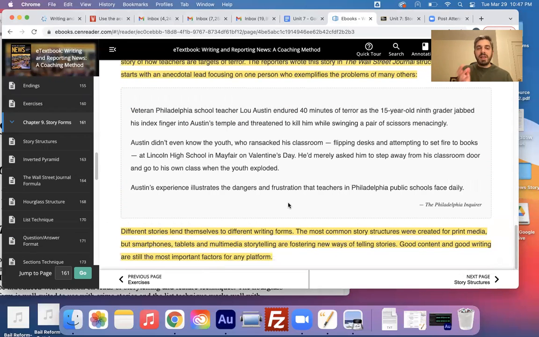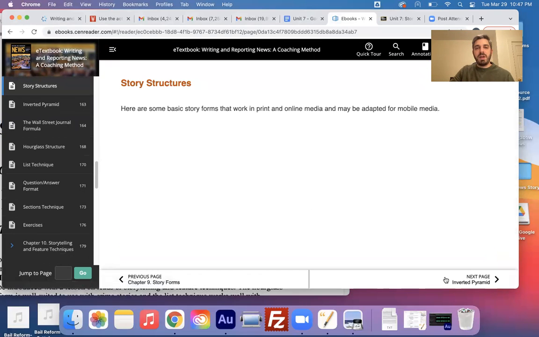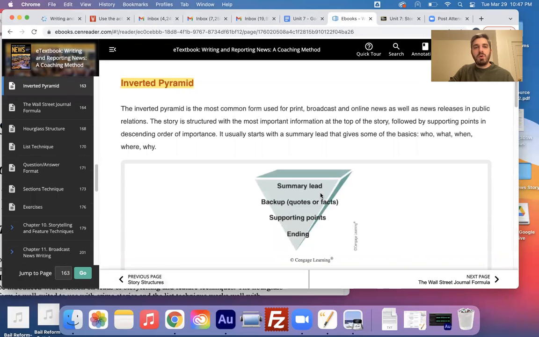Different stories lend themselves to different writing forms. The most common story structures were created for print media, but smartphones and tablets and multimedia are the new ways of telling stories. Good content and good writing are still the most important factors of any platform. So story structures, here are some basic story forms that work in print and online, adapted for mobile.